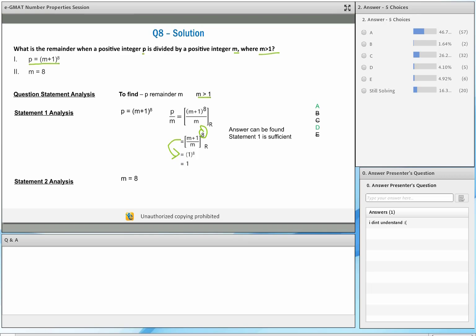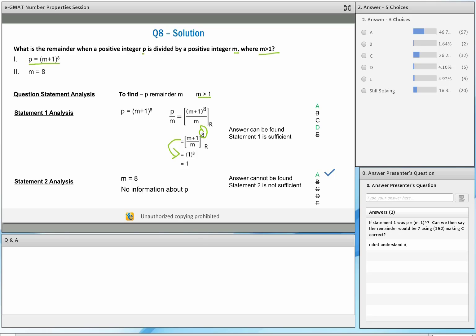Now you take a look at statement 2. Statement 2 only gives you the value of m. You don't know what p is, which means that you cannot solve this question, which means that choice A is the correct answer. Okay. So over here, what we've done is we have applied our understanding of the concept that you can multiply remainders.